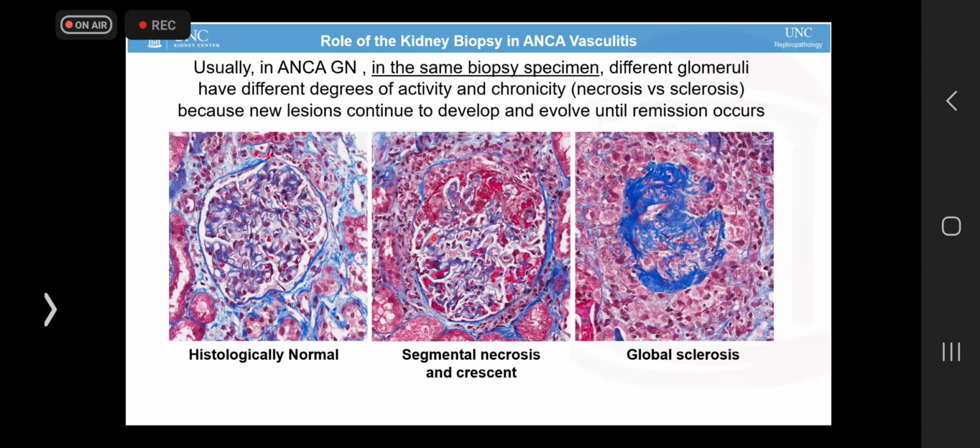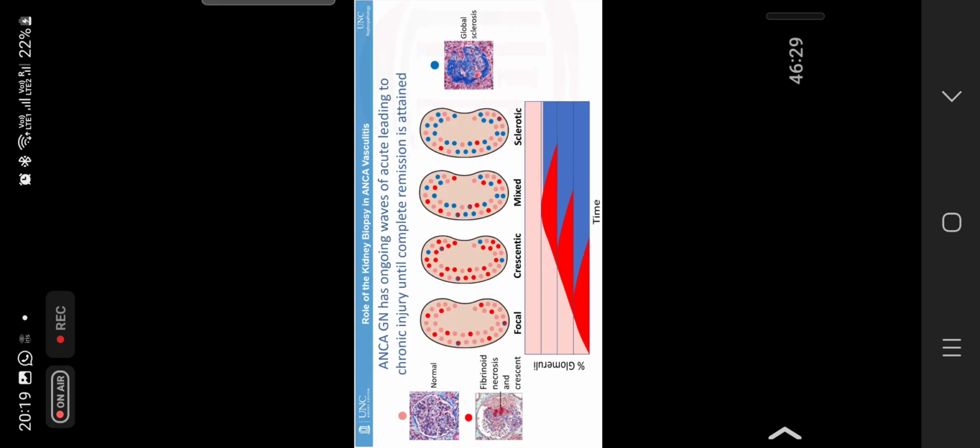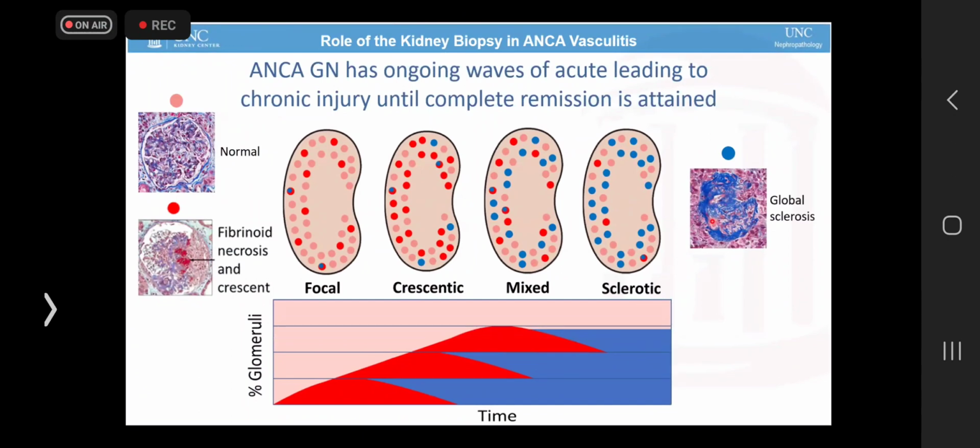There is, of course, the fibrinoid necrosis in active lesions, and then the scar. You can pair up this diagram at the bottom with the diagram at the top. Here's some glomeruli with uninvolved glomeruli as the pale pink color. The ones that are involved with fibrinoid necrosis in red here, and the scar as blue.